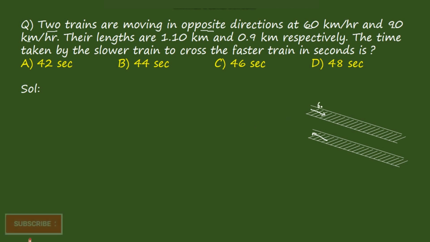So they are moving with the speed of 60 kilometers per hour and 90 kilometers per hour. The lengths are 1.1 kilometers and 0.9 kilometers respectively. The length of the trains are given as 1.1 kilometers and 0.9 kilometers, right? Now we have to find the time taken by both the trains to cross each other, right?